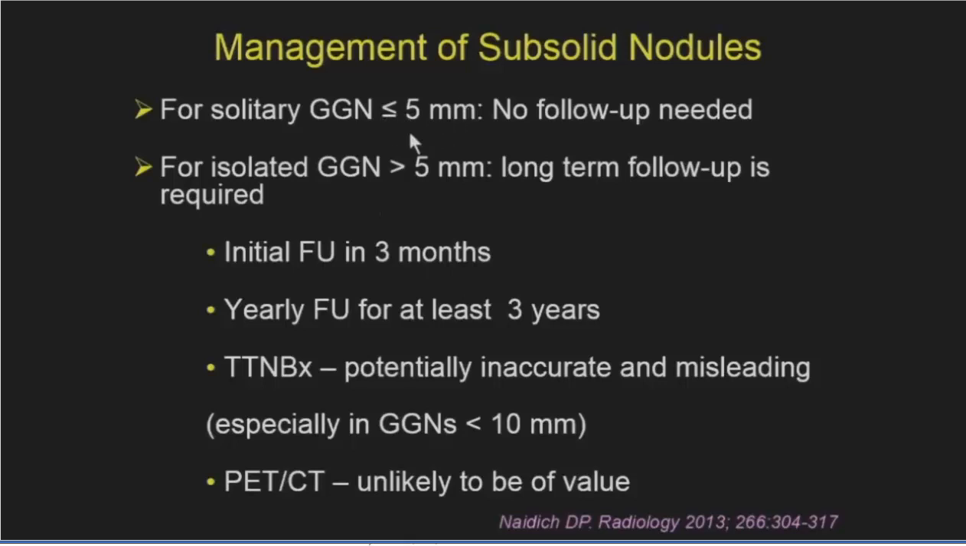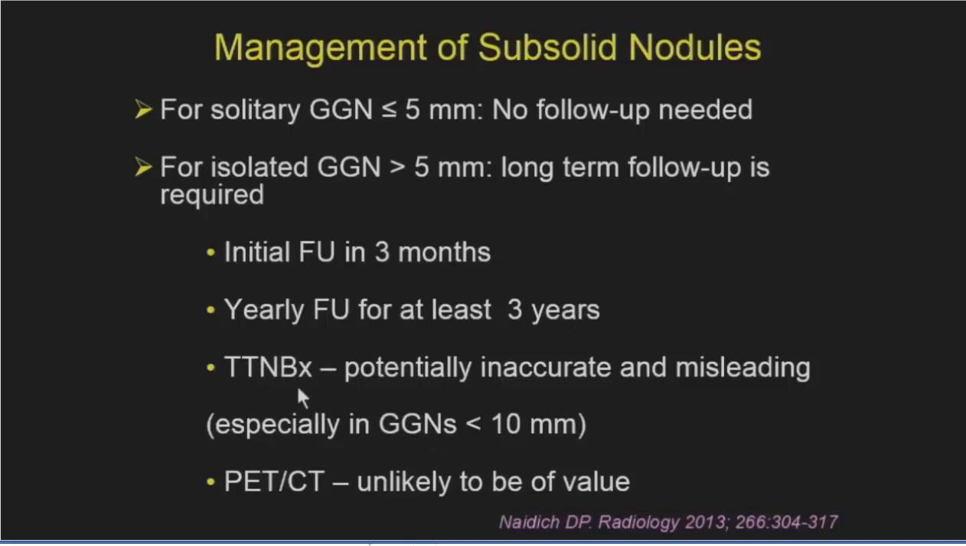If there is a ground glass nodule measuring up to 5 millimeters, no additional follow-up is needed. Most likely this represents atypical adenomatous hyperplasia. If the ground glass nodule measures 5 millimeters or greater, then we have to follow them. We do initial follow-up in 3 months. Several of them are going to resolve, but if they persist, we have to continue to follow them annually with low-dose CT for at least 3 to 5 years.